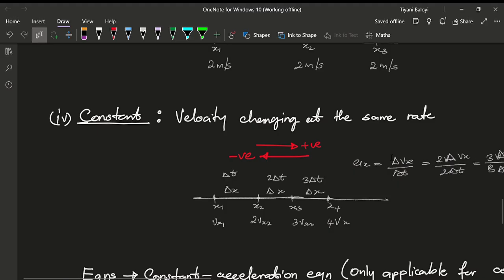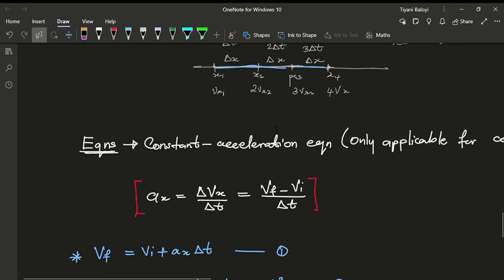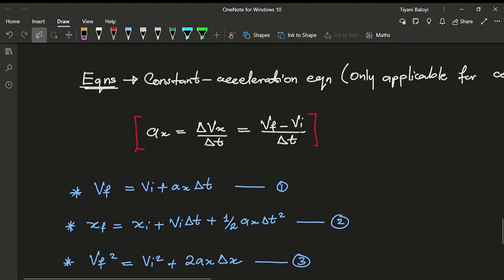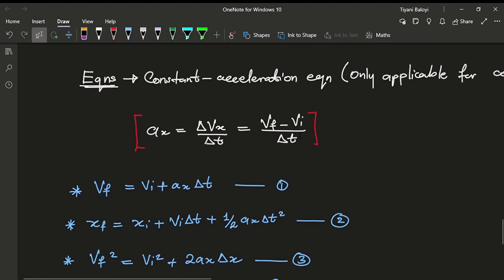And then we looked at constant acceleration, right? It means that the velocity is changing at the same rate, right? So for each and every increment, the acceleration stays the same. Changing velocity over changing time stays the same, right? So that's what we have. And then we looked at the equations of motion, which are called constant acceleration equations. They are only applicable in cases where you have constant acceleration, right? We write our equation of acceleration. We have seen this multiple times now.